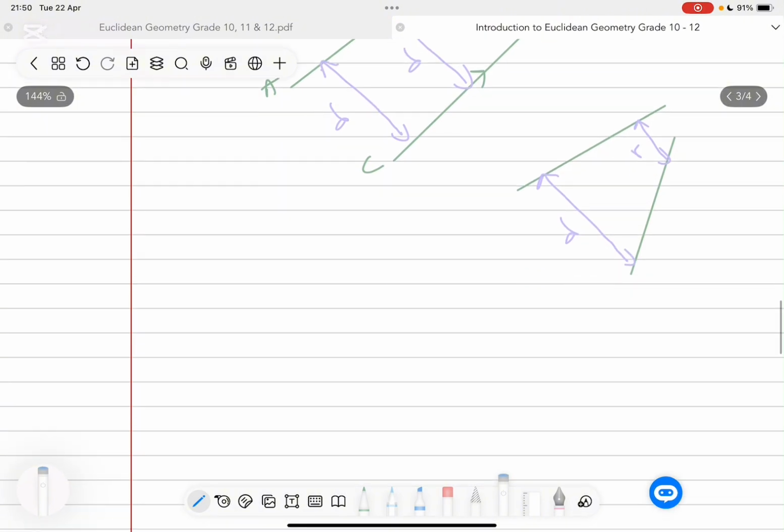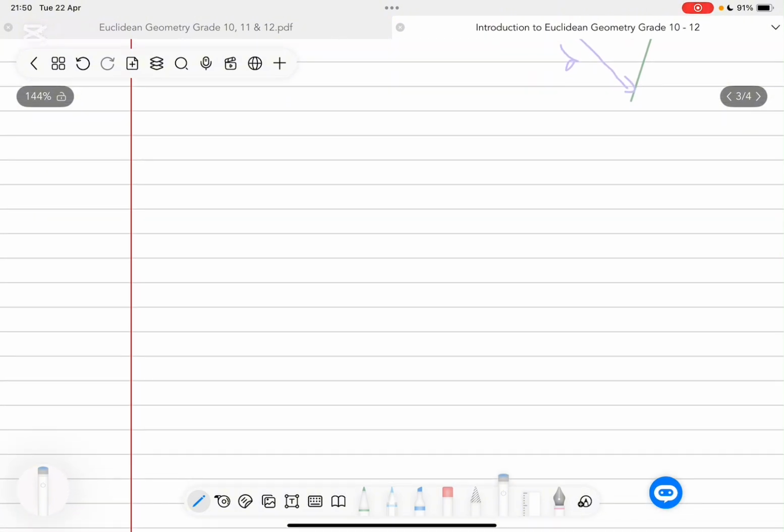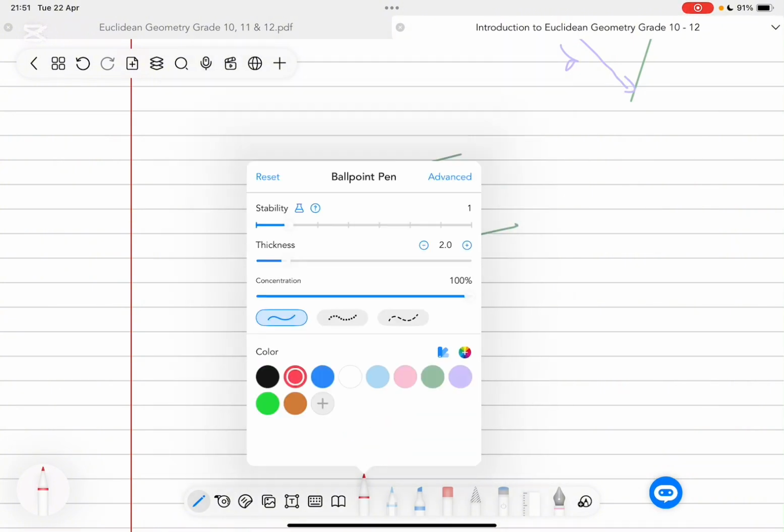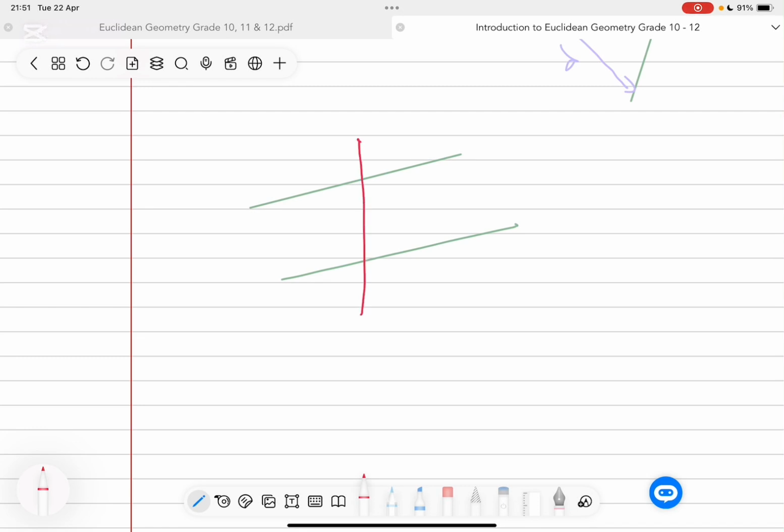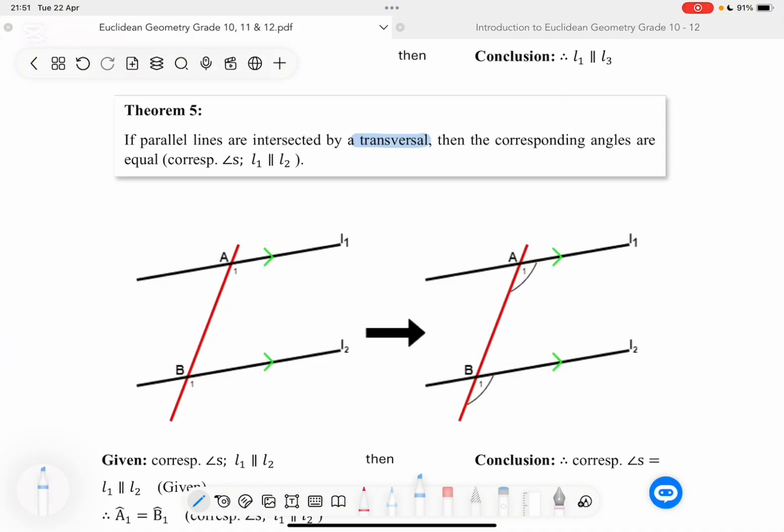Now, a transversal is defined as a line that cuts other lines. This means that if I were to have a line that goes like this, and I have another line that goes like that. If I draw another line that comes in between these two lines and cuts these two lines, it intersects them here and here, we then call this line a transversal. That's the first thing we need to understand here to break down this theorem.